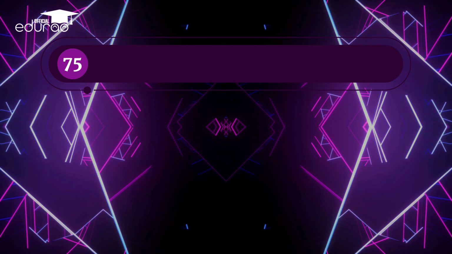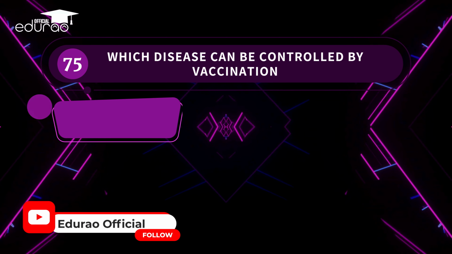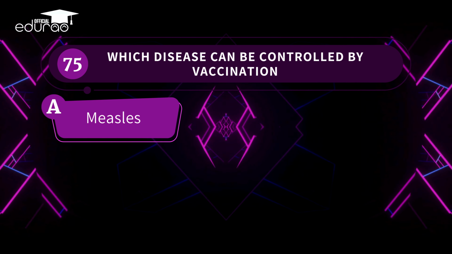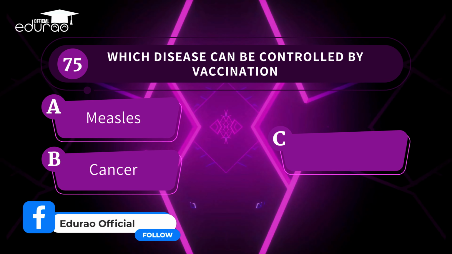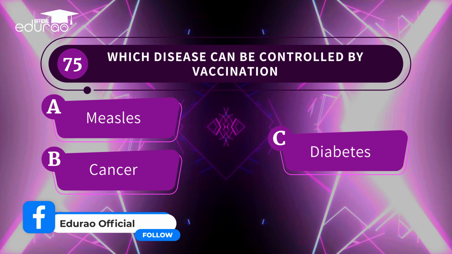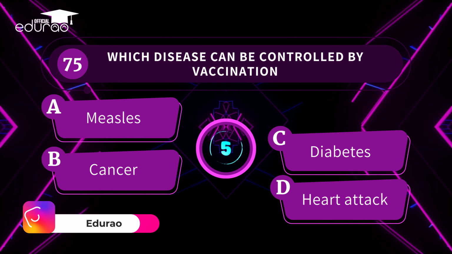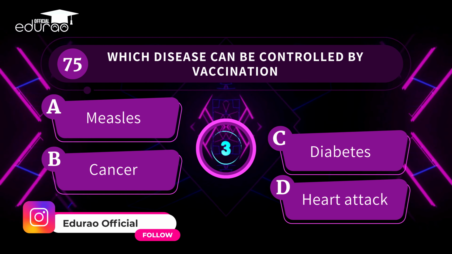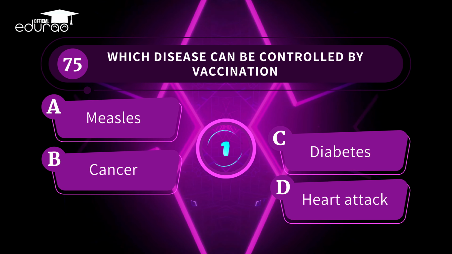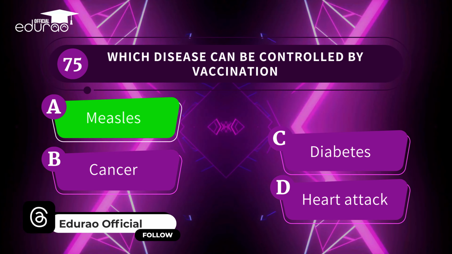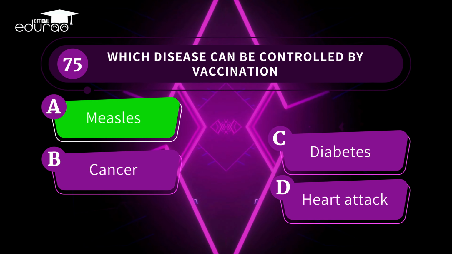Question 75. Which disease can be controlled by vaccination? A. Measles, B. Cancer, C. Diabetes, D. Heart attack. Precisely right. Correct answer is measles.